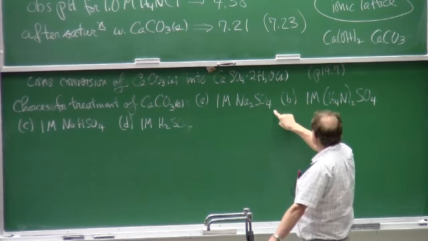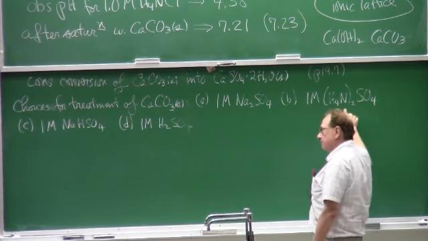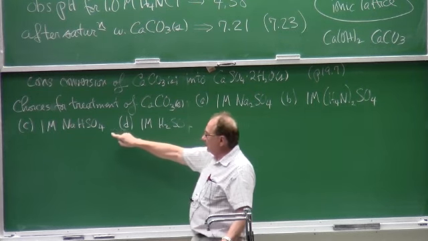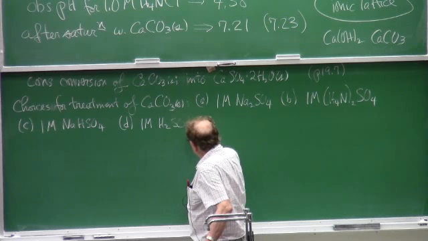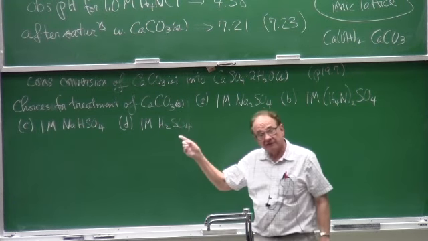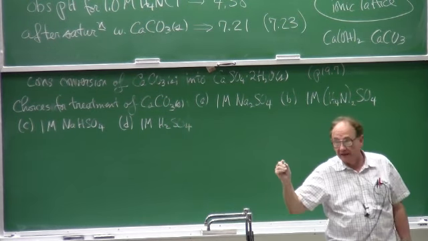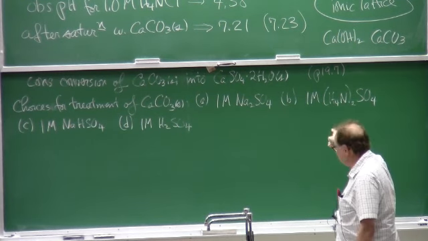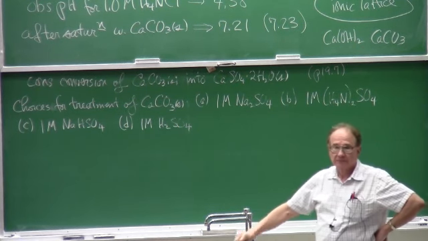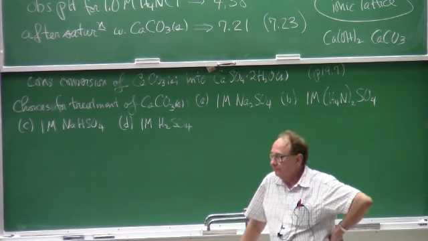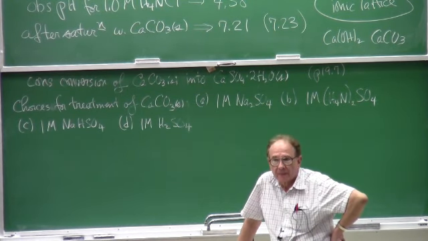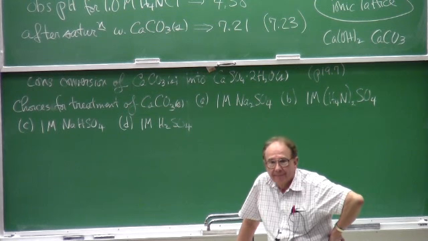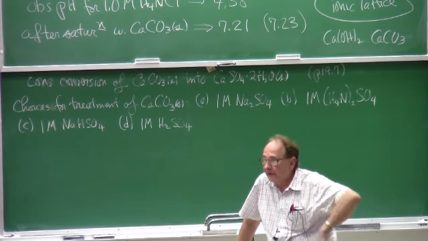sodium sulfate solution, ammonium sulfate solution, sodium hydrogen sulfate solution, and sulfuric acid. Clearly, you must have a system which makes available sulfate ion. Each of these systems makes available sulfate ion. What is your choice? I got to vote for sulfuric acid.